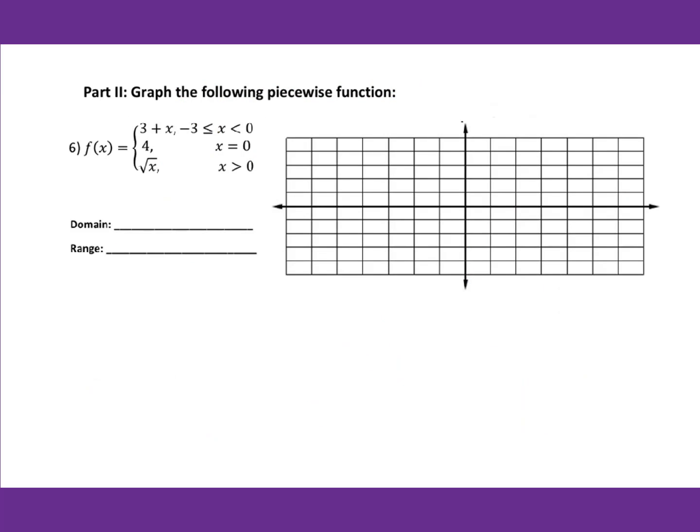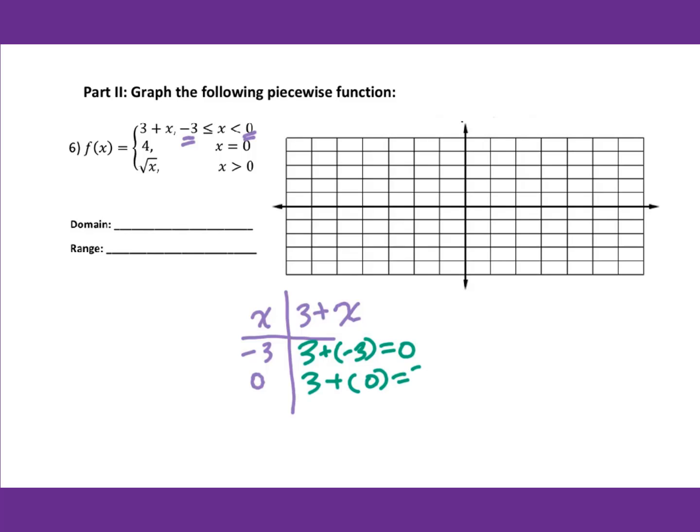Now let's go to number 6. F of x equals 3 plus x, x between -3 and 0. This is a linear function. We need 2 points. 2 points determine a straight line. Using the boundary points, we will set up the table. X, here's 3 plus x. -3, 0. Then we plug in -3: 3 plus -3 equals 0. 3 plus 0 equals 3.